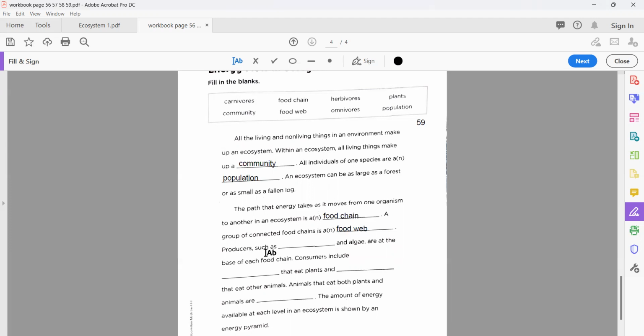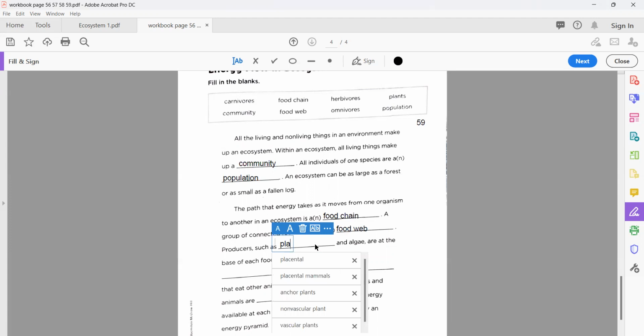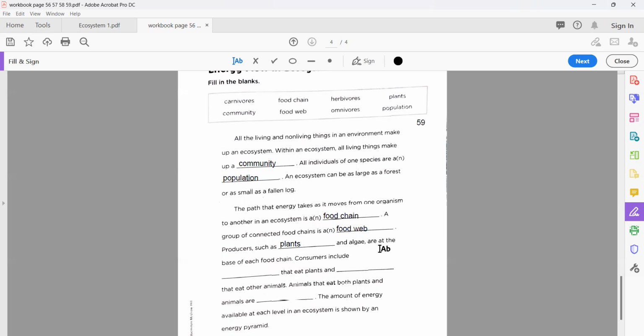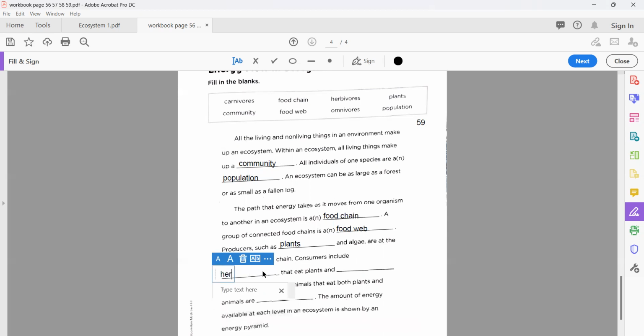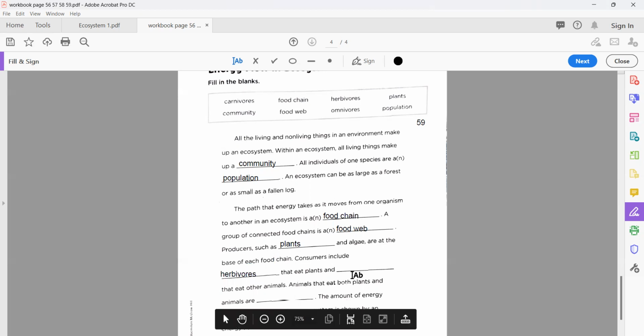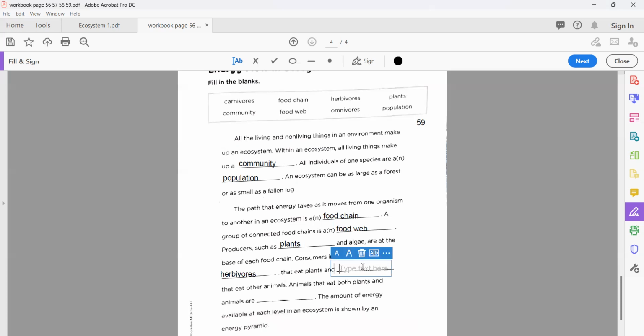Producers, you know the producers, they take first energy from the sun. These are plants. Yes. And algae are at the base of each food chain. Consumers include those who eat the plants. You know very well what we call them, herbivores. Those that eat plants, and those that eat animals. Who eat animals? What do we call them? Carnivores.